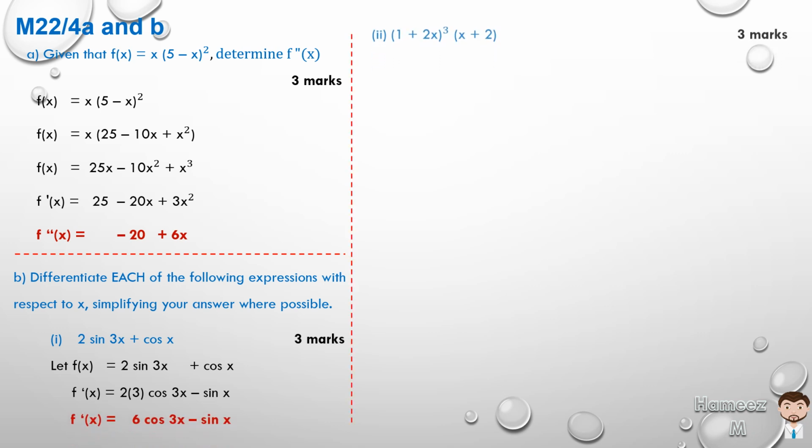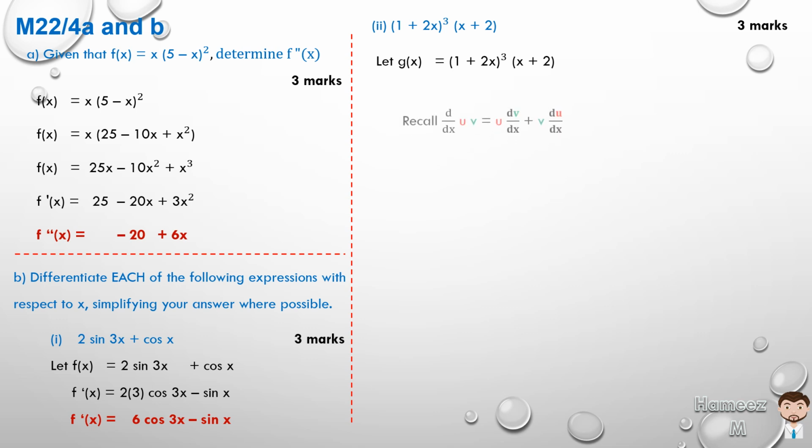And we want to differentiate part 2 as well, 1 plus 2x cubed by x plus 2. Let g of x be equal to 1 plus 2x cubed by x plus 2, and we can now look at that as a product. So we can use the product rule in order to solve this differential. So let's recall that d dx of uv is equal to u dv dx plus v du dx.